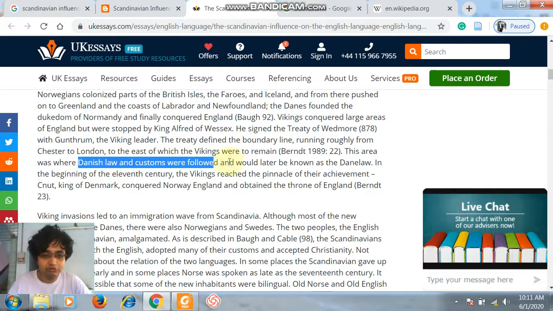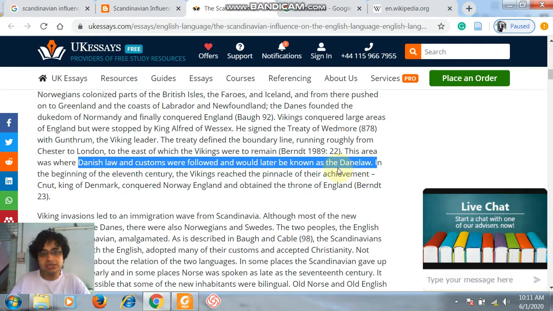In the east side, the Viking people will rule, and in this particular area where the Danish law and customs will be followed, this particular area is and will be known as Danelaw. So what is Danelaw? If the exam asks a 2-mark question, you have to say that Vikings signed a treaty with King Alfred of Wessex. The treaty is known as the Treaty of Wedmore.